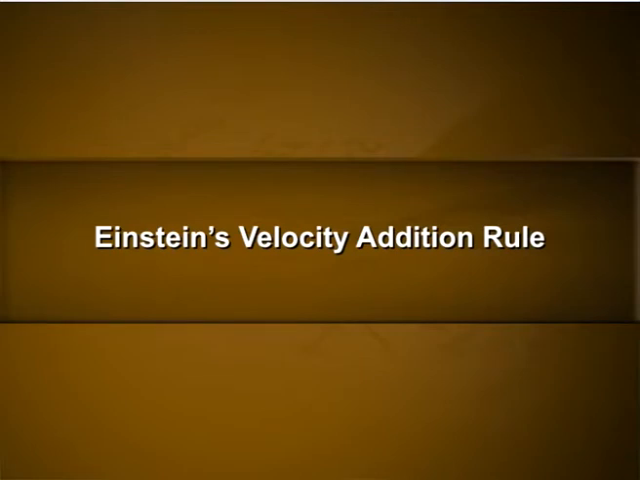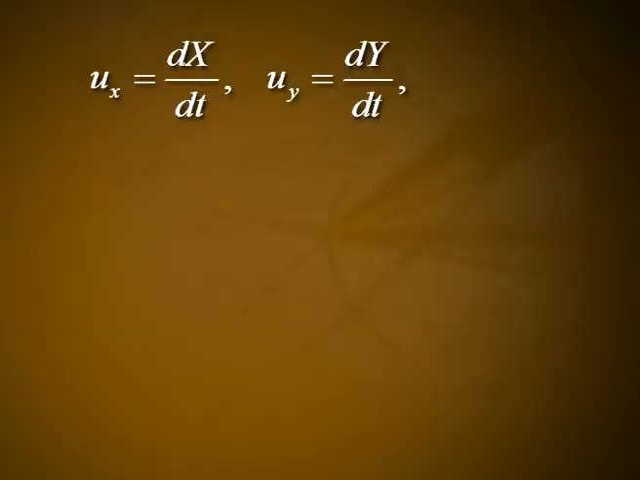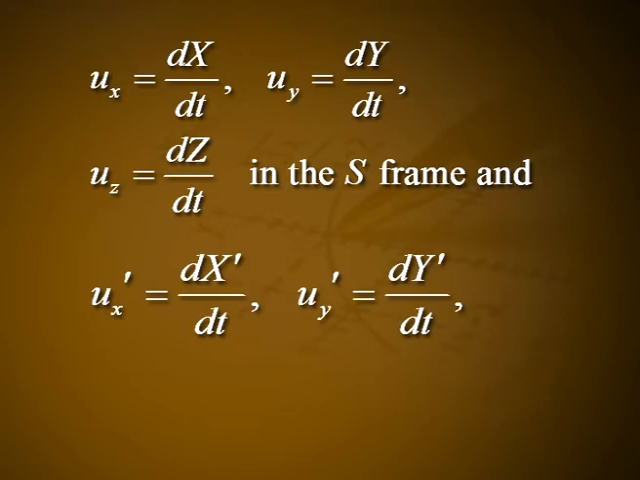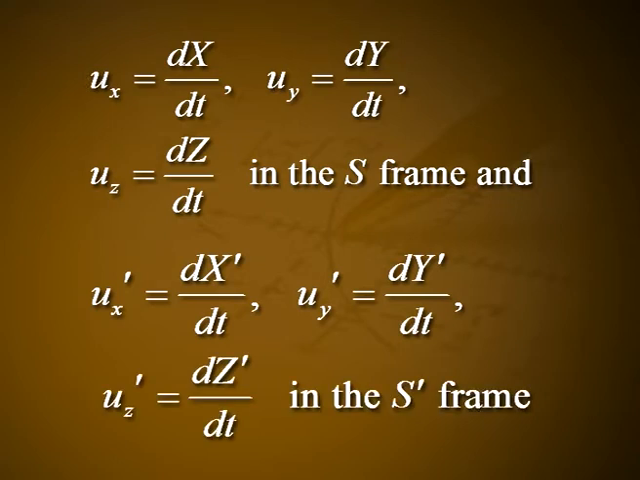Einstein's velocity addition rule. Let the coordinates of a particle in the frame S be x, y, z, t, and in S dash be x dash, y dash, z dash, t dash. The components of its velocity in the two frames can be written as ux is equal to dx by dt, uy is equal to dy by dt, uz is equal to dz by dt in the S frame, and ux dash is equal to dx dash by dt dash, uy dash is equal to dy dash by dt dash, uz dash is equal to dz dash by dt dash in the S dash frame.